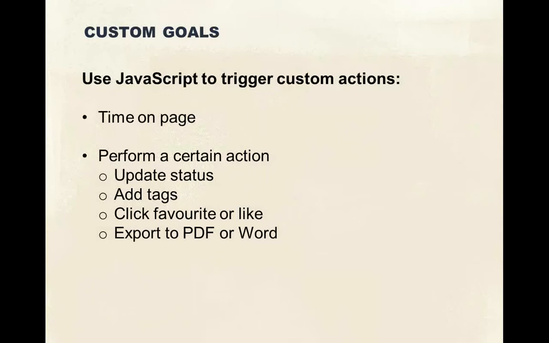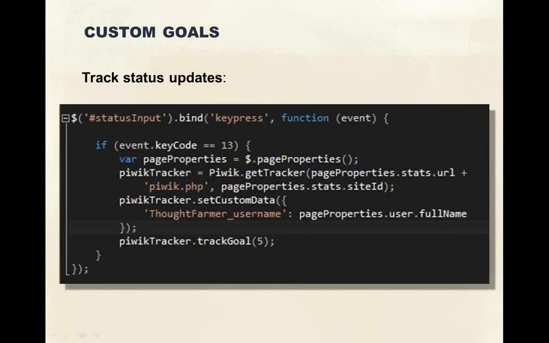You can essentially attach the JavaScript to any ThoughtFarmer action that you want to track. For example, update status, or maybe add tags, if you want to see how often people are tagging, or clicking favorite or like, or some of these other things. Anything with an action that can have a trigger added by JavaScript is essentially open game for this feature.